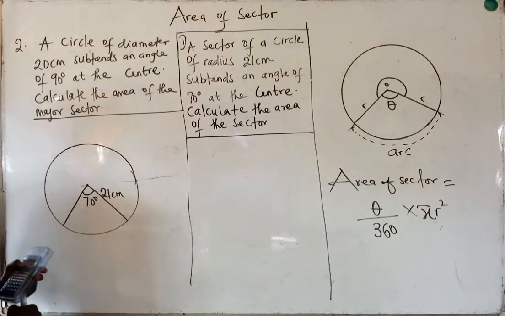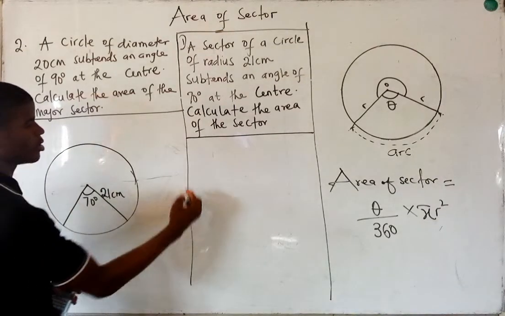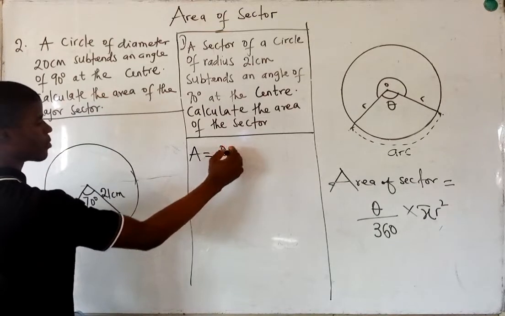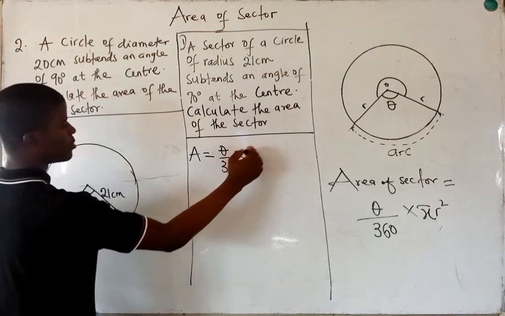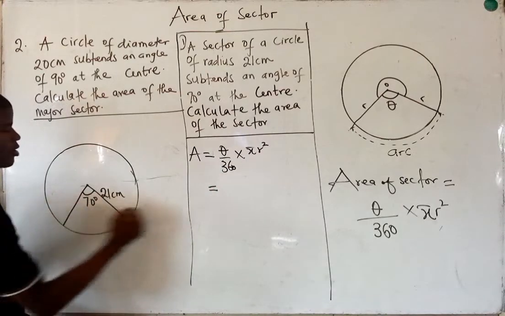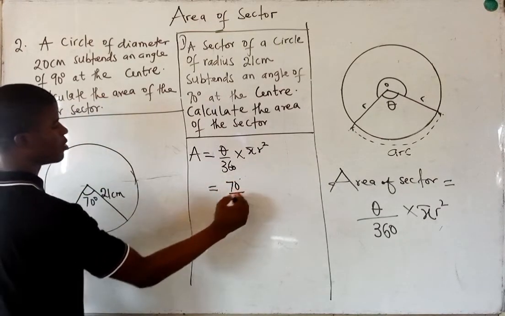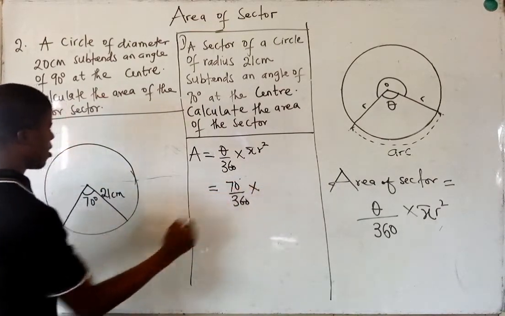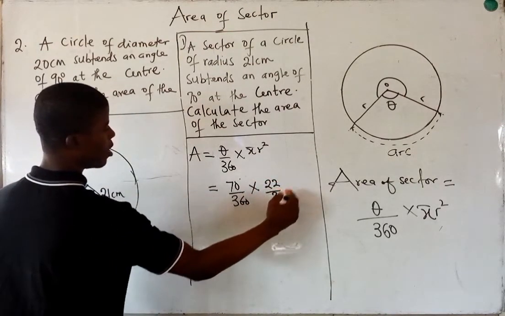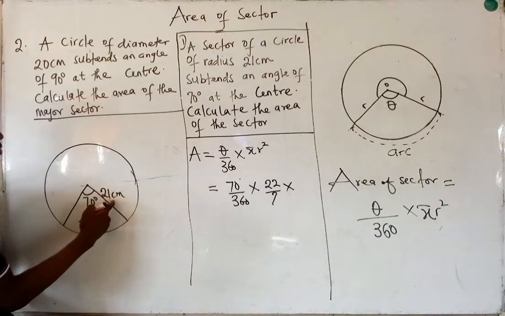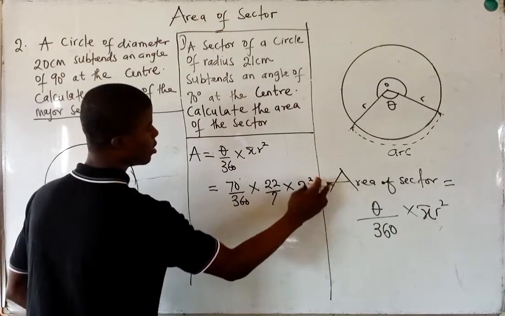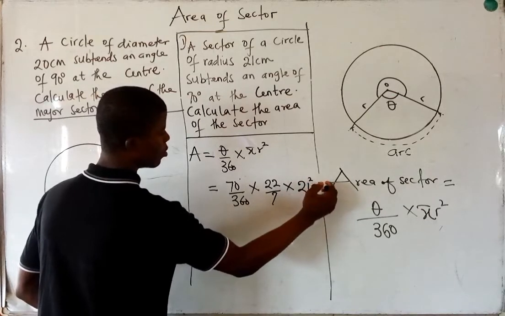So what we'll do is, the area of sector is still there. The area is equal to theta over 360 times pi radius squared. Theta is 70 degrees. 70 over 360 times pi, which is always 22 over 7, and the radius is 21 centimeter. So this is times 21 squared centimeter squared.